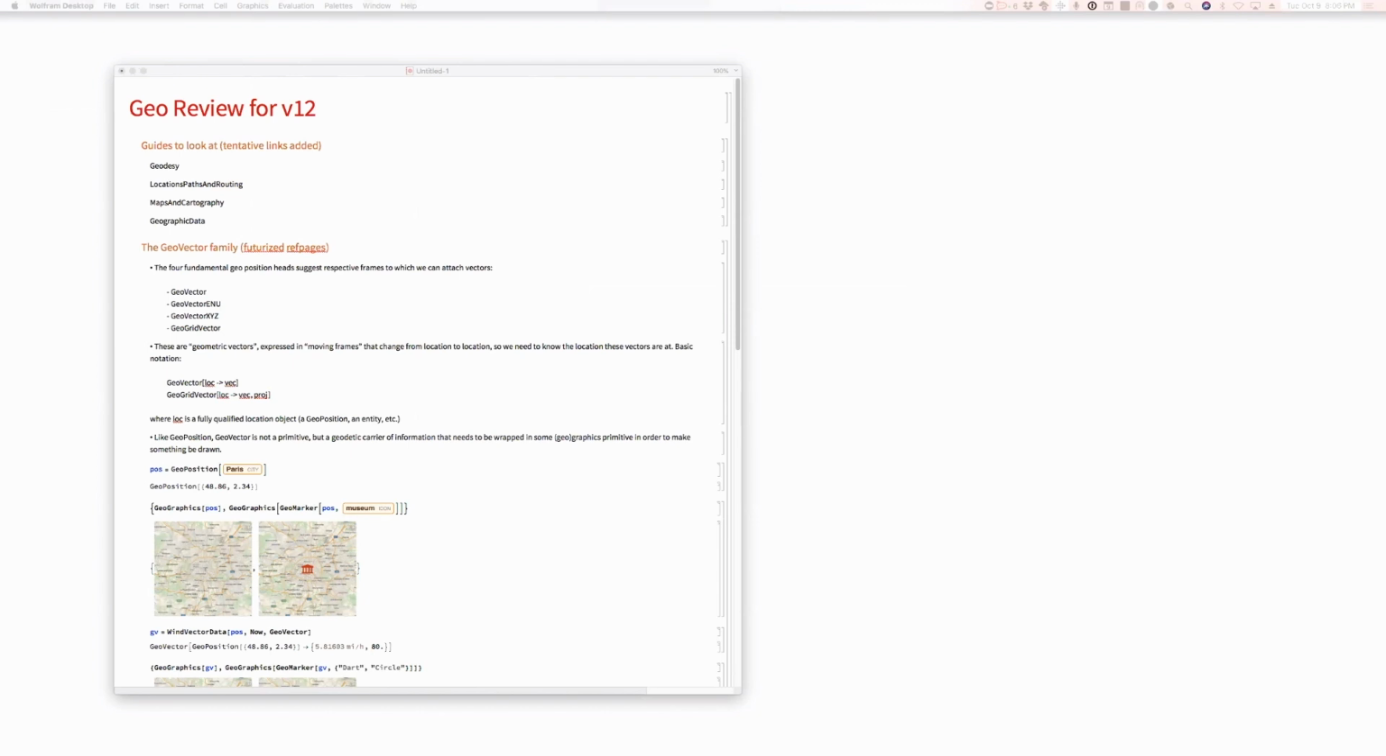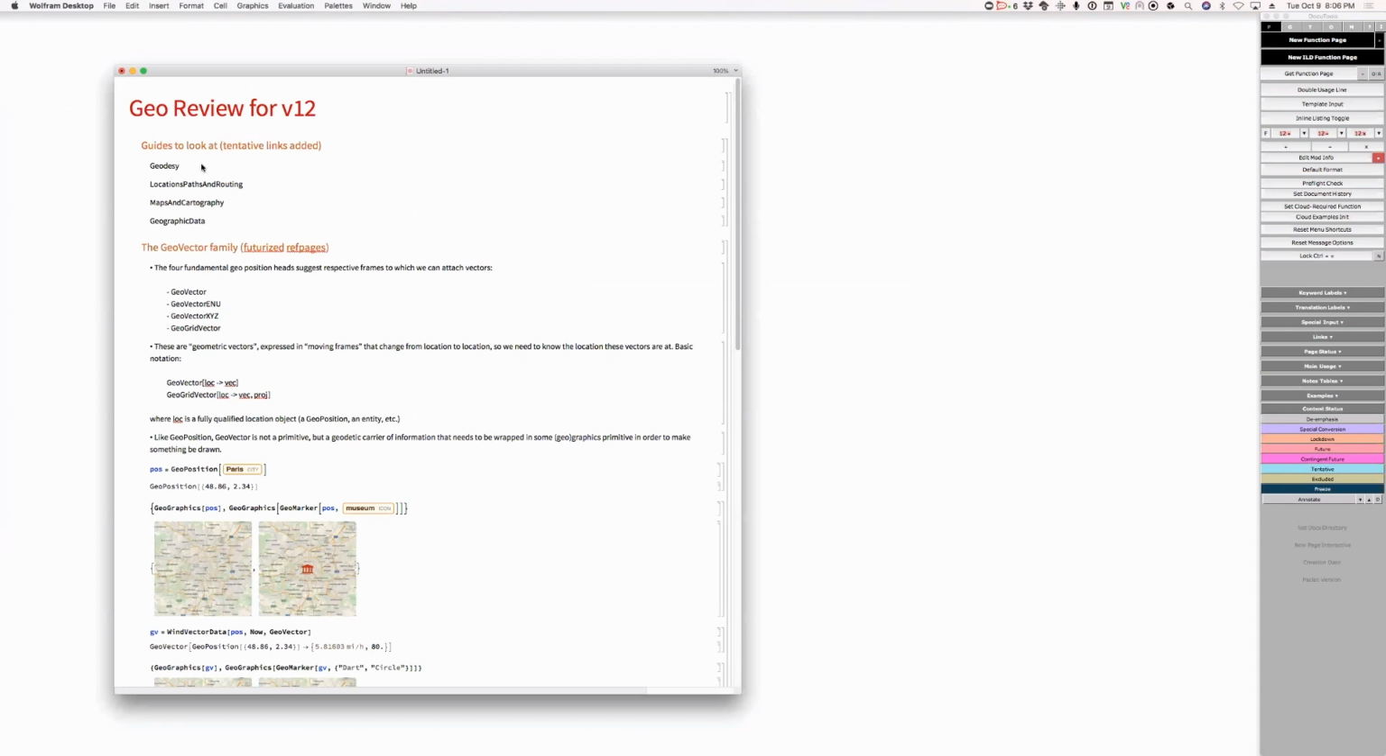Okay, great. So people who are joining this live stream, this is going to be hopefully a quick review of some geo functionality for version 12 of Wolfram Language. Okay, so where should we start here?